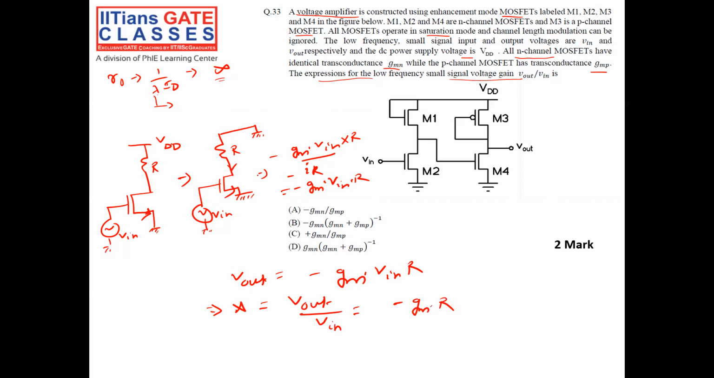So if there is a resistance from drain to ground and I am applying an input to the gate, then my gain will be minus GM into R, because minus GM Vin is the current, called the small signal current. When it passes through the resistance R, it develops a voltage minus GM Vin into R. So this is the common source amplifier. With this understanding, let us solve the question.